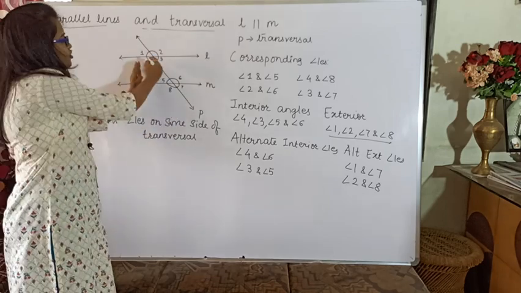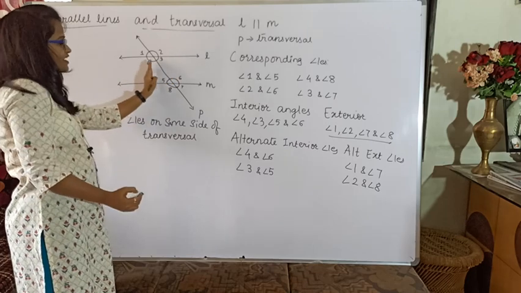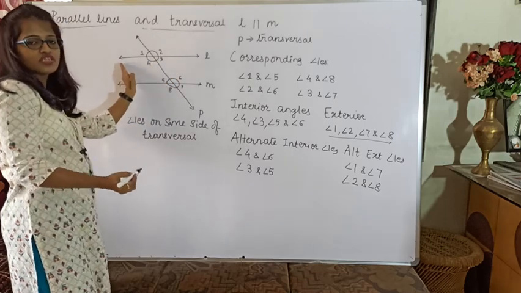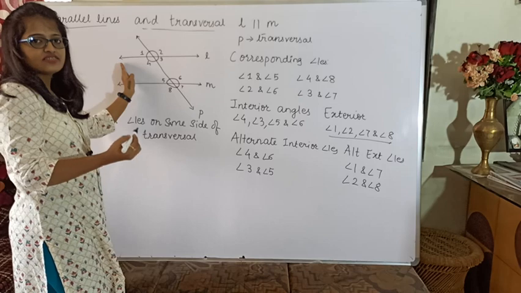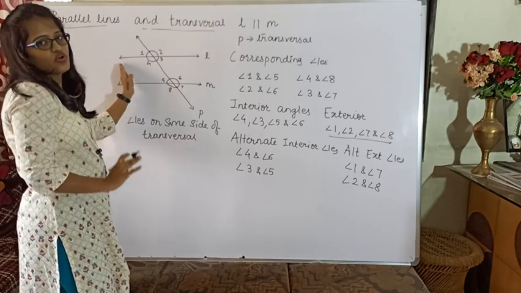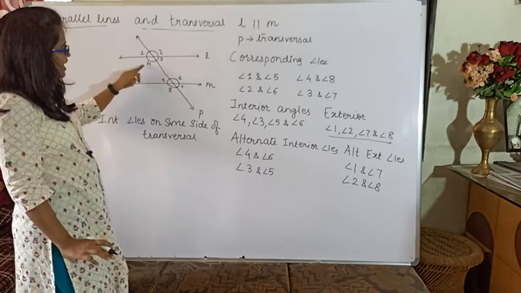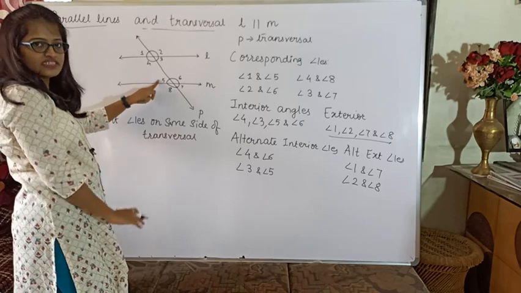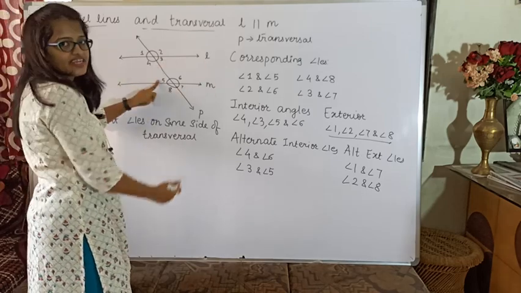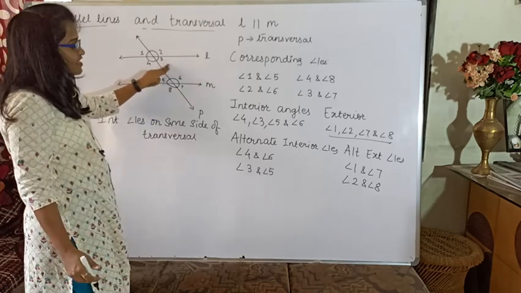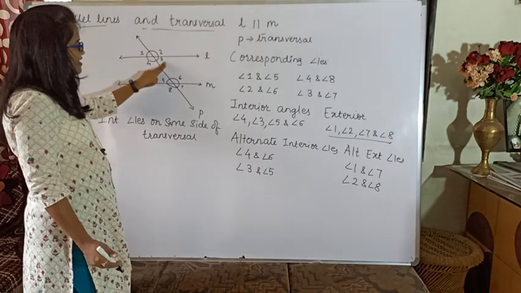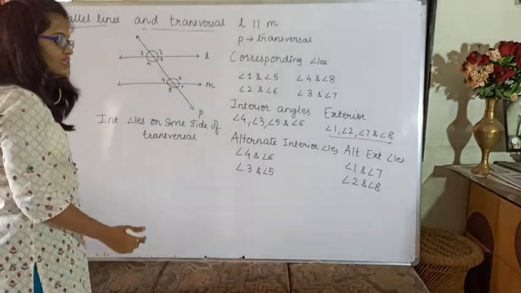Among these 4 interior angles, if I am taking the left side, I have to consider the 2 interior angles present on the left side of the transversal. So which are those angles? Angle 4 and angle 5. Similarly, if I am considering the right side, the 2 interior angles on the same side are angle 3 and angle 6. So this becomes another pair.